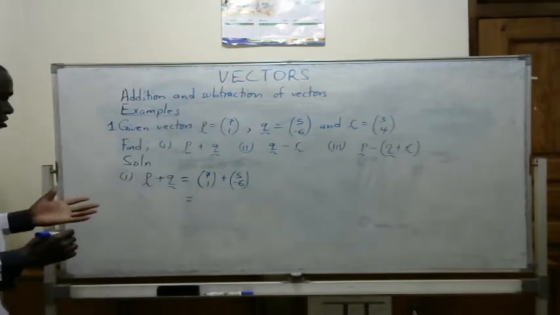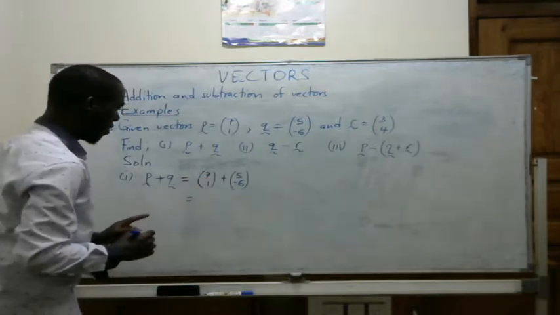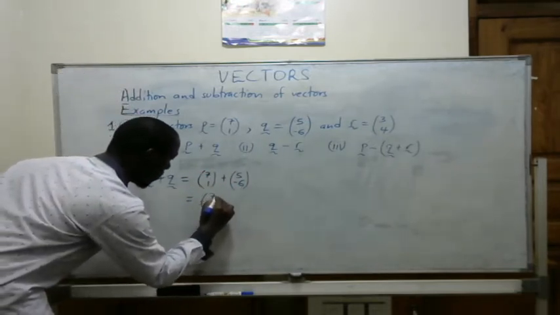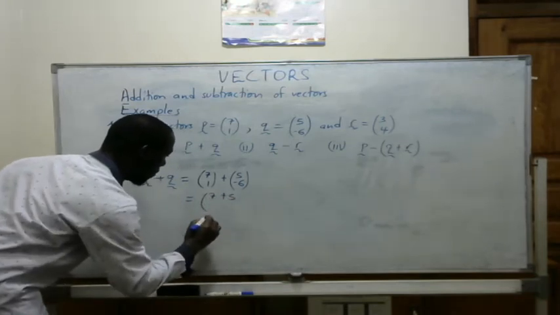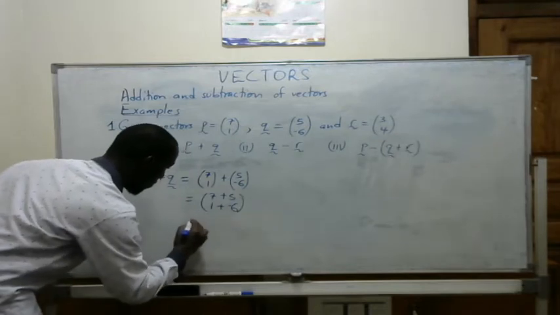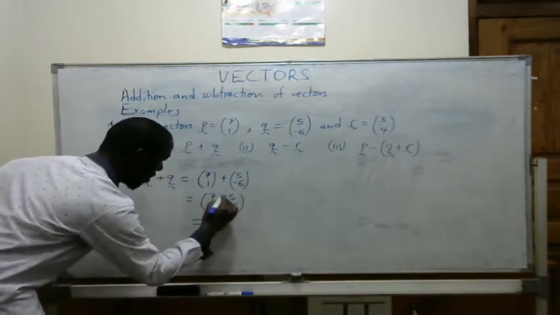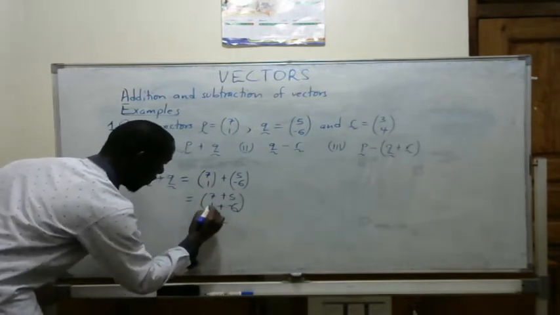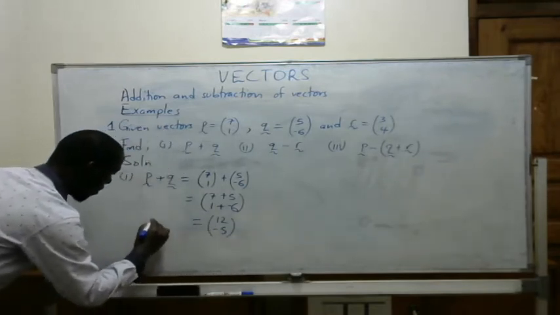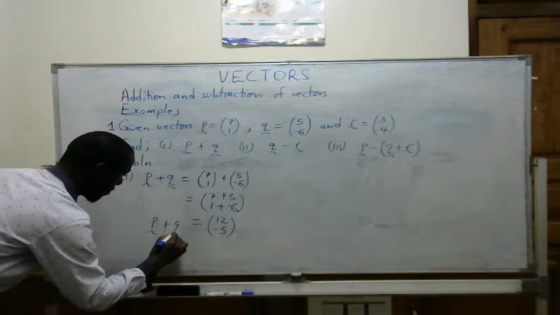Since it is addition, you add the x values and then the y values. So this is going to be 7 plus 5, then 1 plus negative 6. So when I add here, I'm having a 12. When I add here, I'm having a negative 5. So that is my P plus Q.